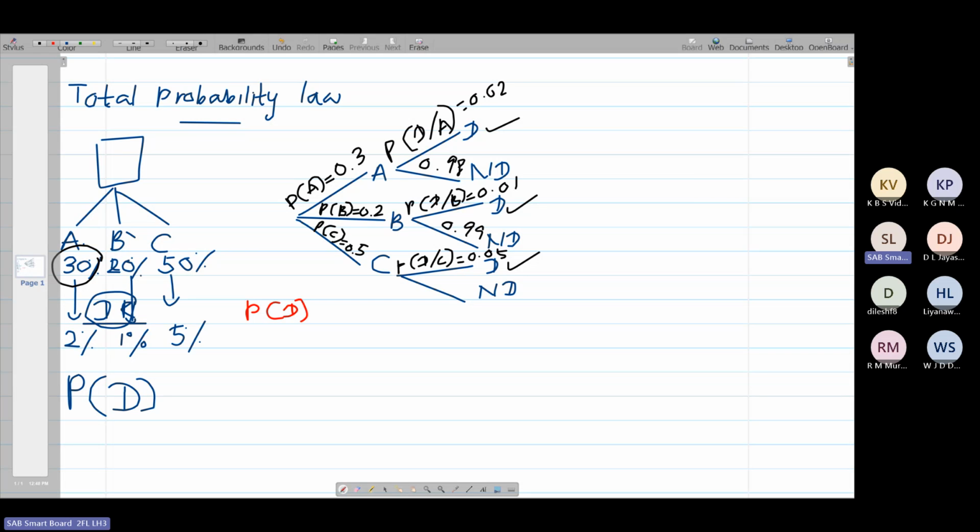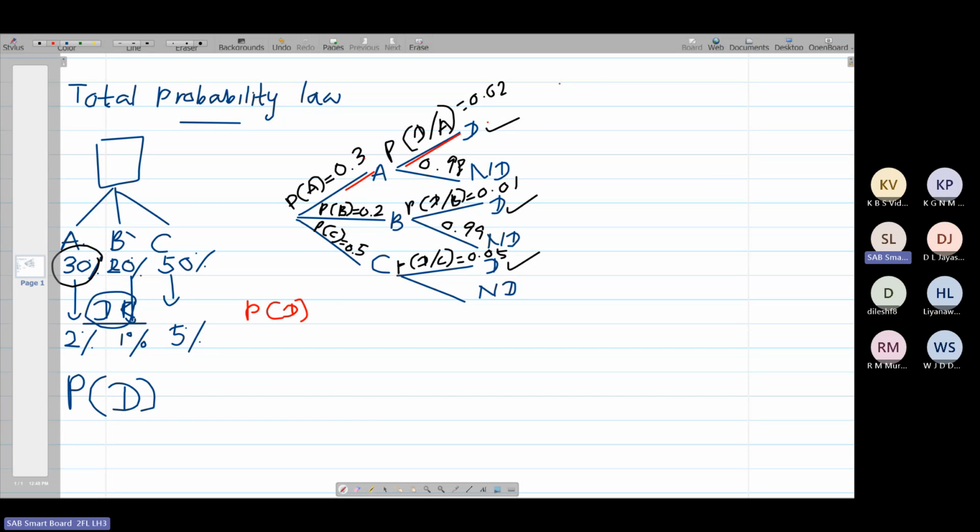Then how do we find it? Normally how do we get the value in a tree diagram? The first branch is produced by machine A and defective. The second one is produced by machine B and defective. Then machine C and defective. Then how do we get the values? Multiplication: 0.3 into 0.02. Here 0.2 into 0.01. Here 0.5 into 0.05.